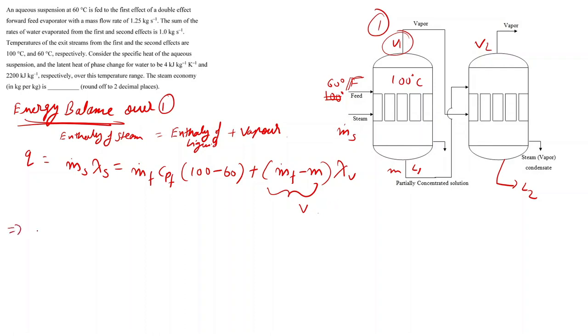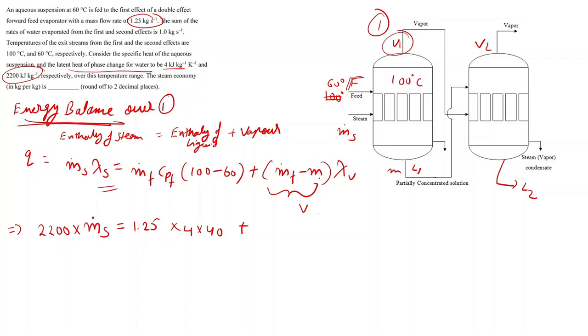So basically we can write this as lambda s. We have been given the latent heat of phase change of water as 2200 kilojoule per kg. So this is 2200 into the mass of steam, which we don't know. The mass of the feed we have been given as 1.25. Similarly, the specific heat of the aqueous suspension is 4, into 40, plus.